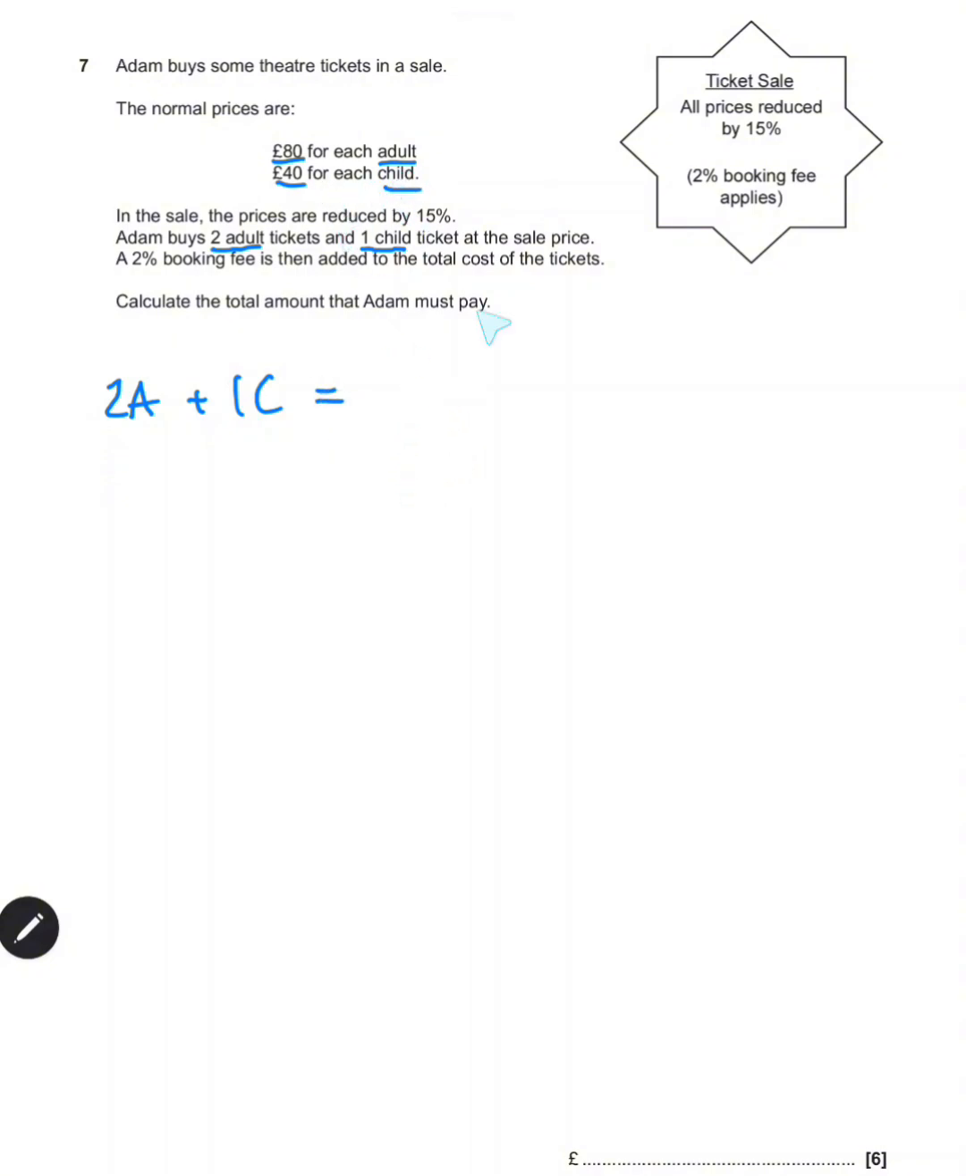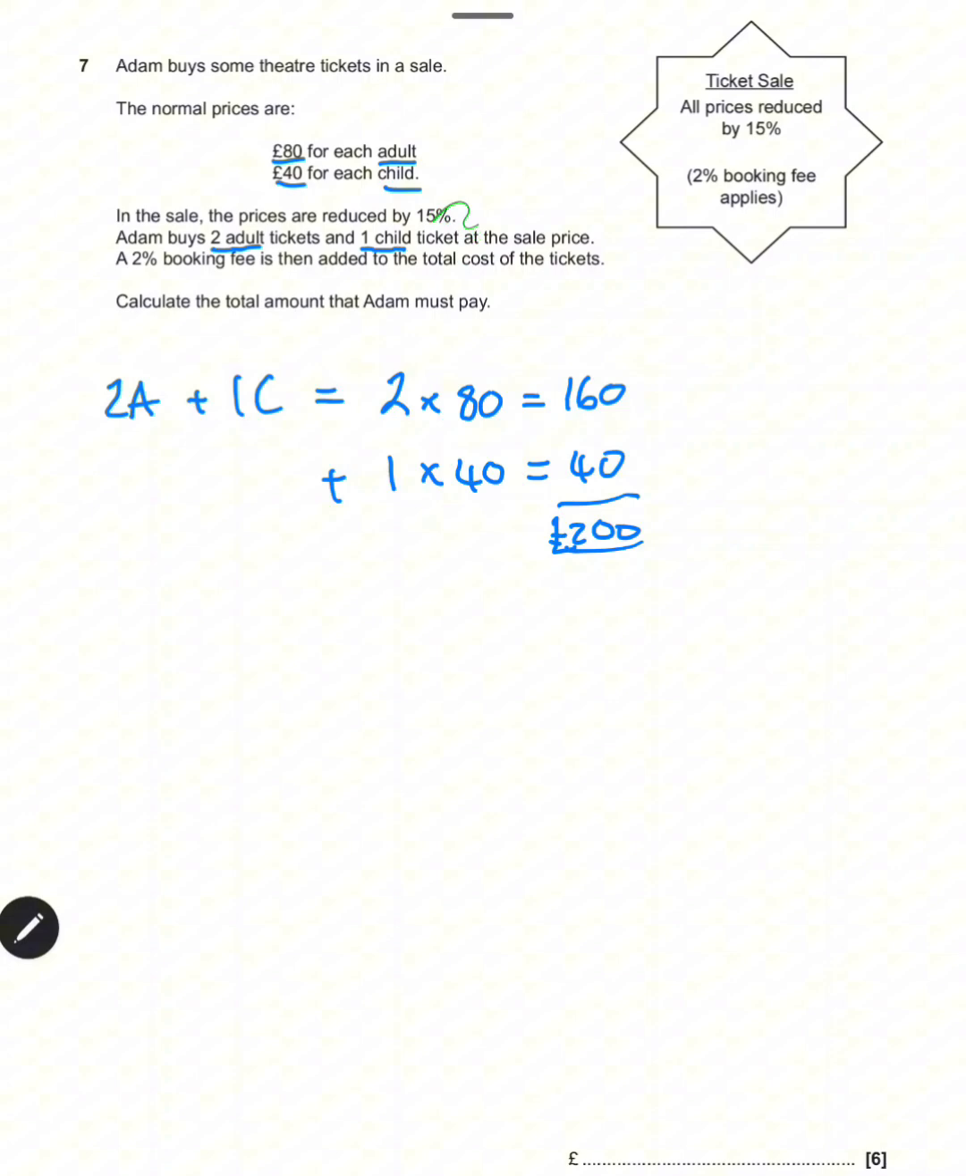What I'm going to do first is just work out what 2 adult and 1 child ticket costs. Well, we've got 2 adults, so we've got 2 lots of 80, which is 160, and we've got a single child, so 1 lot of 40, which is 40. If you add those together, for those tickets, it would originally cost £200. At this point, I'm going to reduce by 15%. I could have reduced by 15% first, but I would have had to do it twice, so I may as well work out the total and then reduce by 15%.